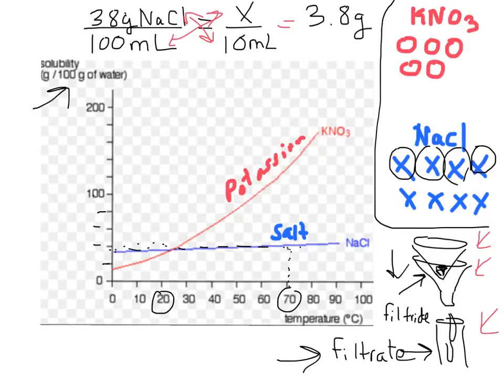So, what's going to be in your filtrate and what's going to be in your filtride at 70 degrees? For the salt, in the filtrate, the dissolved salt is 3.8 grams.